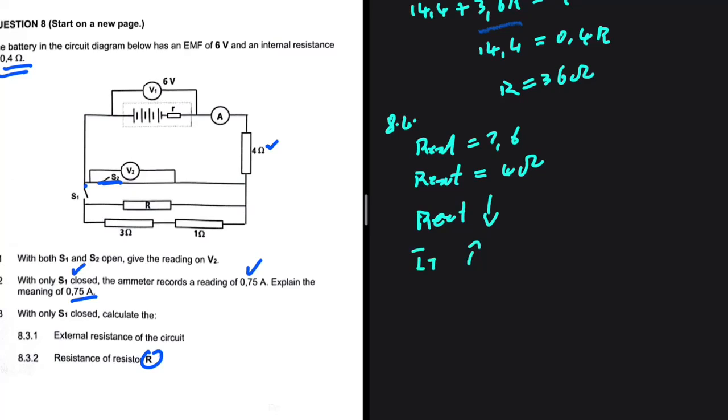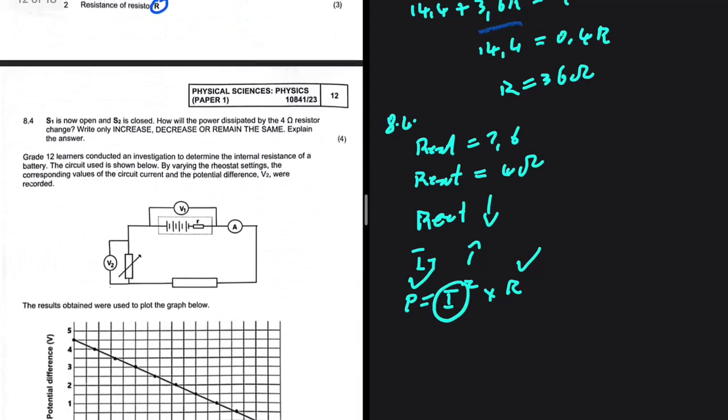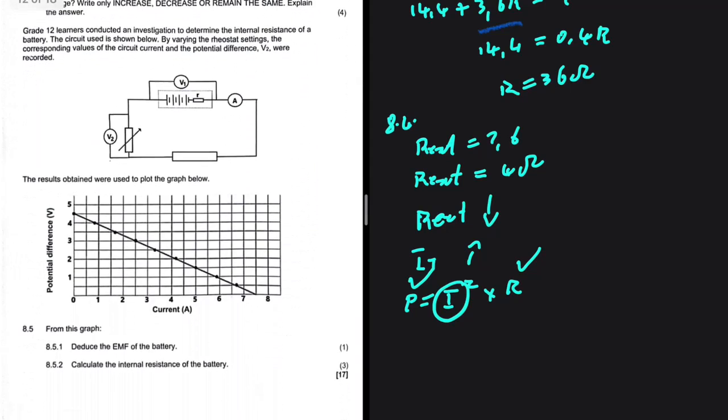What will happen to the 4 ohm resistor if the total current increases? It will dissipate more power because P is equal to I squared multiplied by R. R is constant, so if the current increases, the power dissipated should also increase. So the power dissipated by that resistor increases.